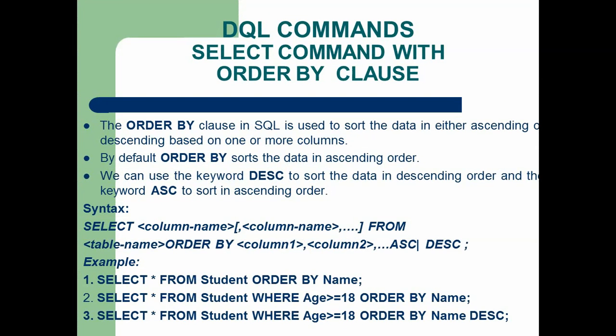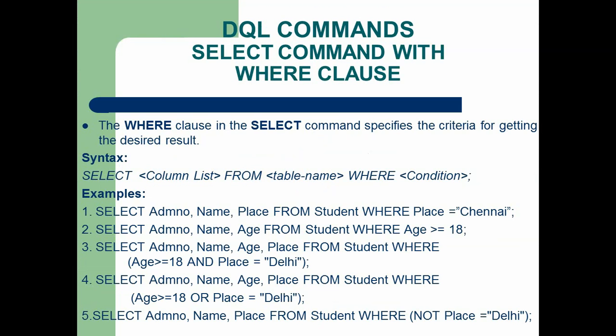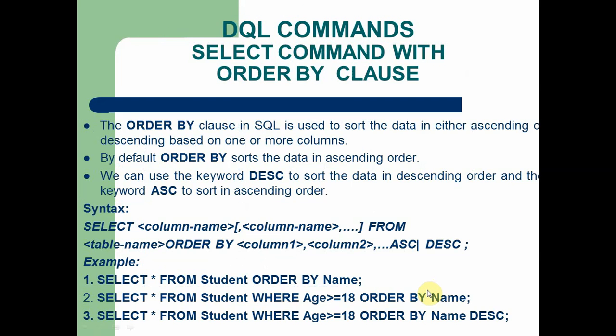Now we are going to discuss the SQL command with the order by clause. In the last topic we discussed the where clause with different operators like is equal, greater than, and operator, or operator, not operator, and we also used between, not between, in, not in, and null value. Now we are going to use the order by clause.